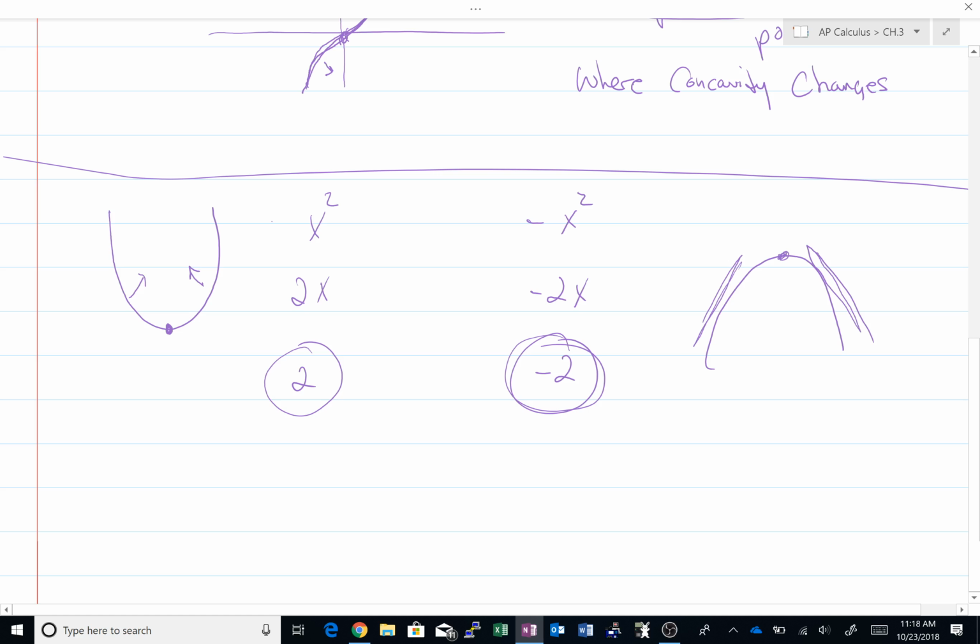Okay? X cubed, however, I don't even need that. So the two parabolas have no point of inflection, but x cubed has a point of inflection. When I set the second derivative equal to 0, I get x equals 0. Everything to the left of 0, I've got negative, concave down. Everything to the right of 0, I've got concave up.